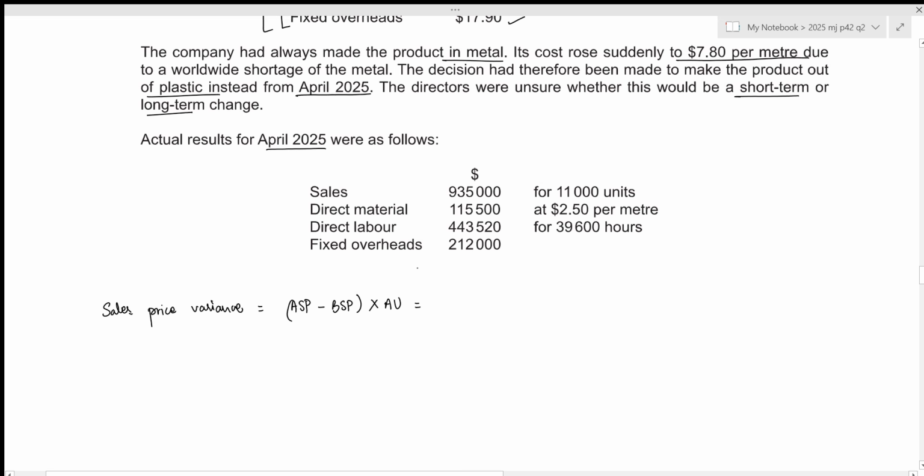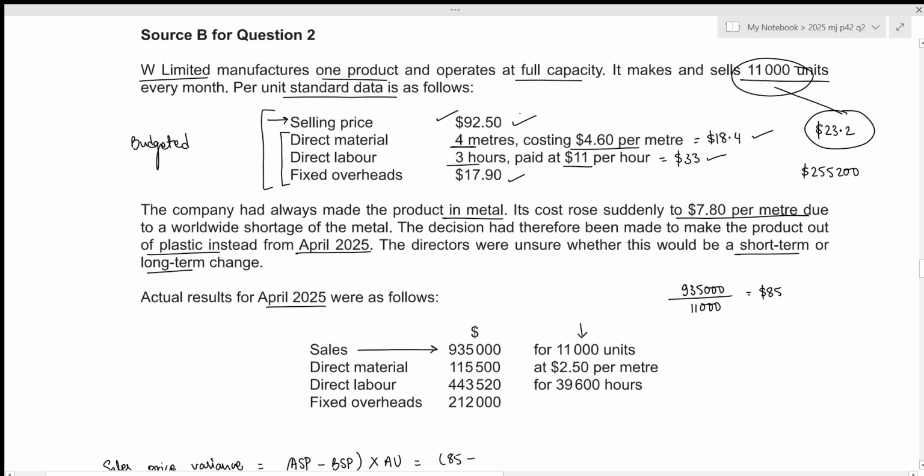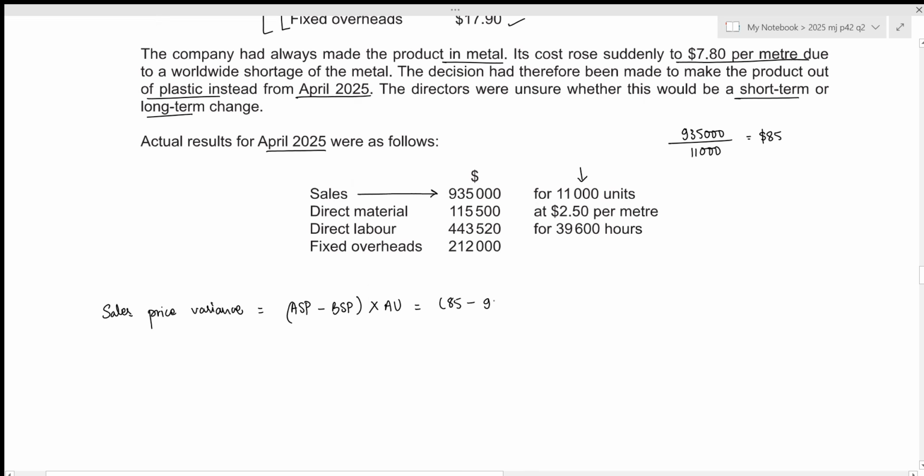Okay, so for the actual values, we have the total sales and we have the number of units as well. So the selling price per unit will just be the total revenue 935,000 divided by the number of units 11,000. This results in the value of 85. So our actual selling price per unit is 85. Then the budgeted selling price was 92.5. Then we need to multiply it by the actual units, which is 11,000. This results in the value of negative 82,500.